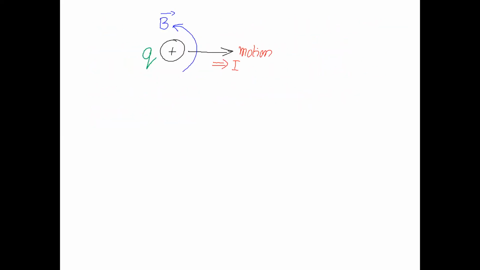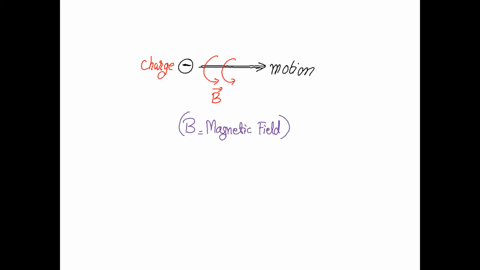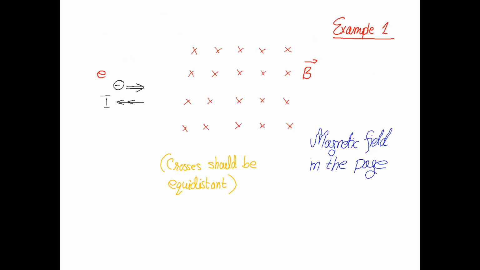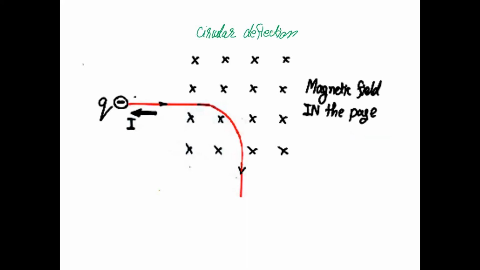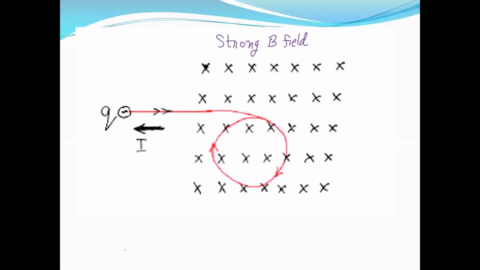Now look at this screen and look at this diagram. If you remember, we had done example 1. Yes, sir, we're done with example 1. And we mentioned that if the field is very strong, the charged particle will be turning in a circle.